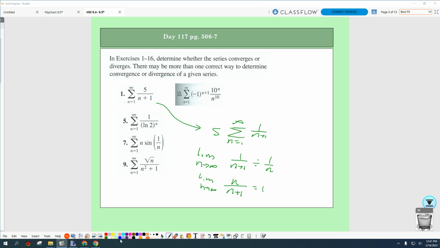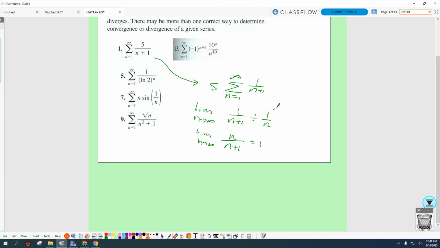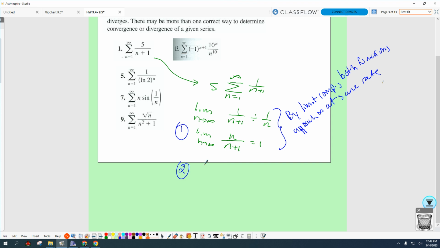So, a reminder of some stuff that did not go well in that quiz. By limit comparison, both functions approach infinity at the same rate. So wherever they're going together. Why did we pick 1 over n? Taylor, why did you say that? Because it's very closely above it. We're not doing direct comparison. Oh, because if you divide it, it goes to 1.